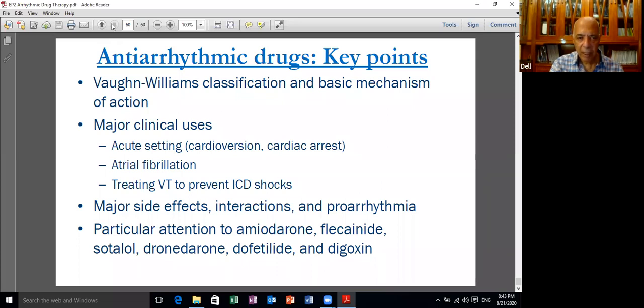cardioversion and cardiac arrest, various drugs that are used in treatment of atrial fibrillation, and the various drugs used in treating ventricular tachycardia and avoiding ICD shocks. It's important to be on the lookout for major side effects, interactions, and proarrhythmia, and pay particular attention to the drugs that are commonly used like amiodarone, flecainide, sotalol, dronedarone, propafenone, and digoxin. Thank you very much, and I'm ready to get your questions.